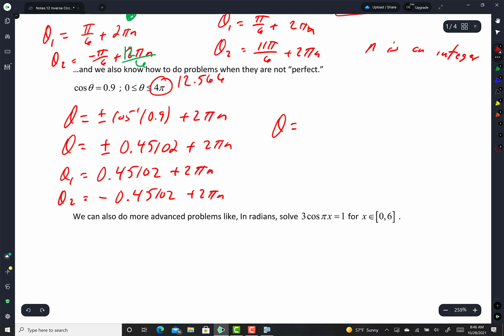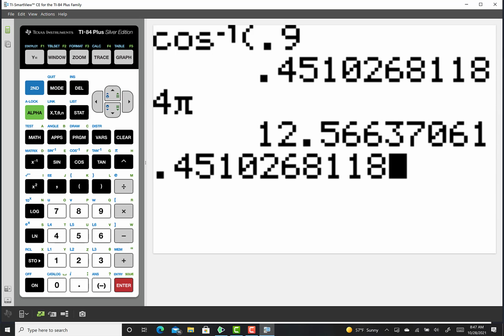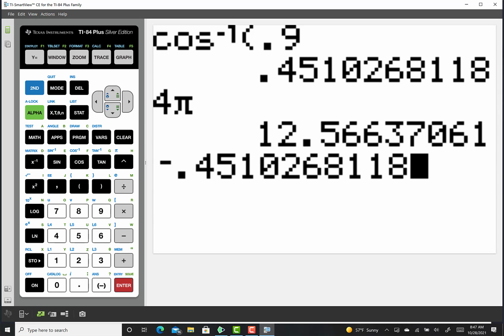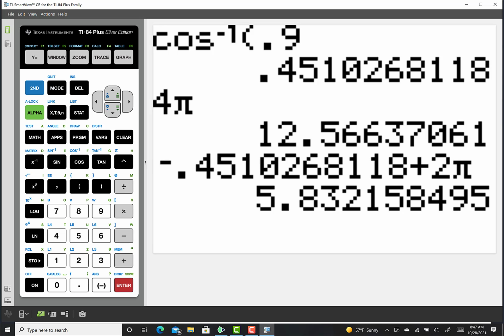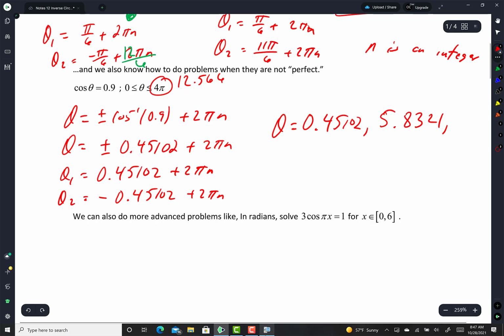So the first answer is 0.45102. The second answer is you take that negative 0.45102 and add 2 pi. So here is that negative, plus 2 pi. Perfect, 5.8321. And then take the 0.451 and add 2 pi to that.